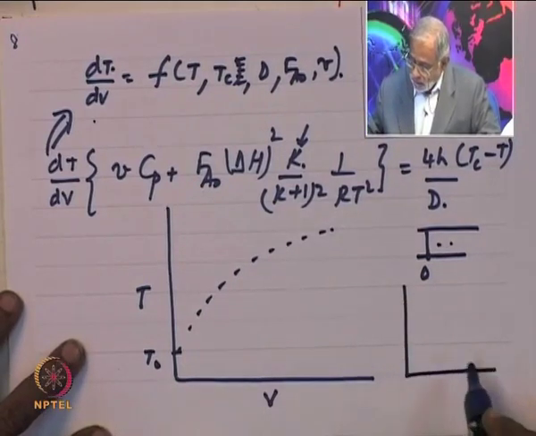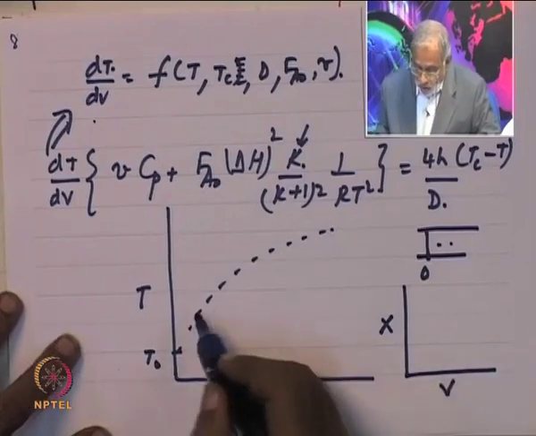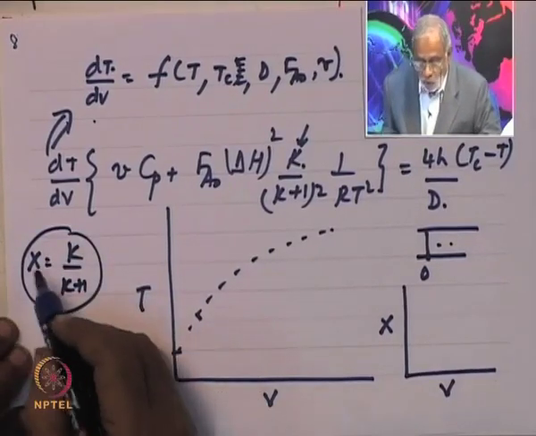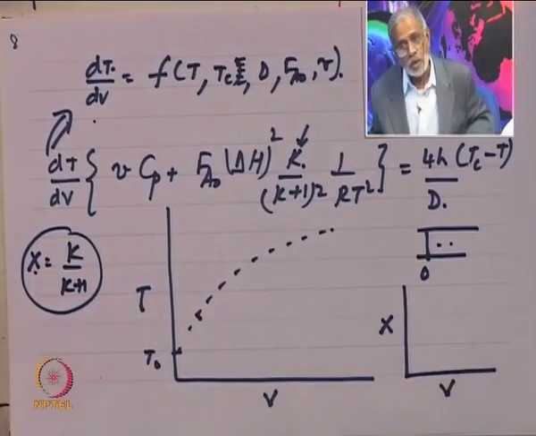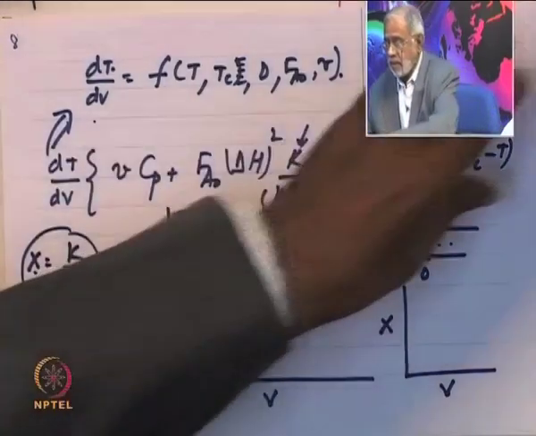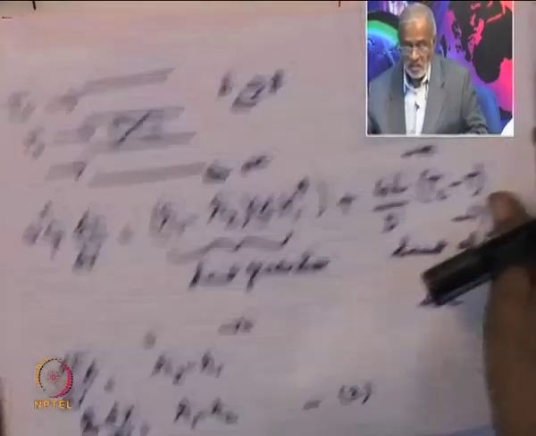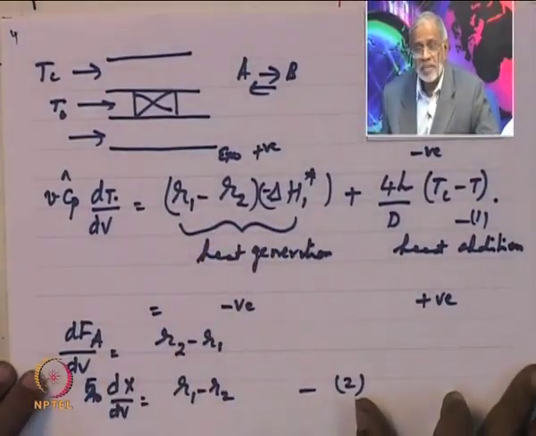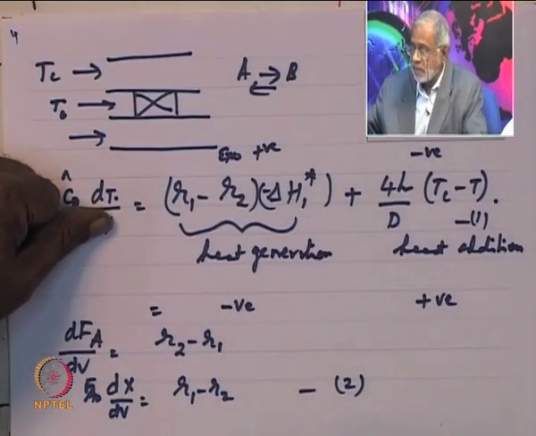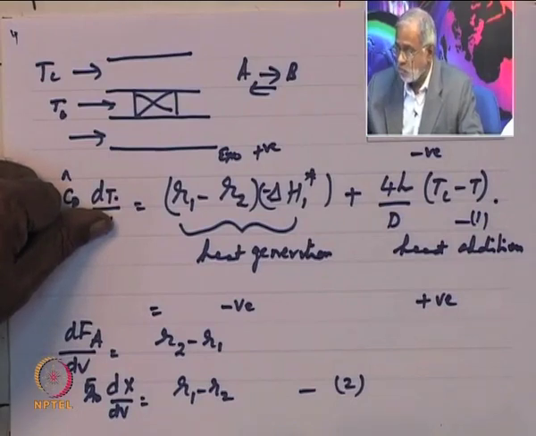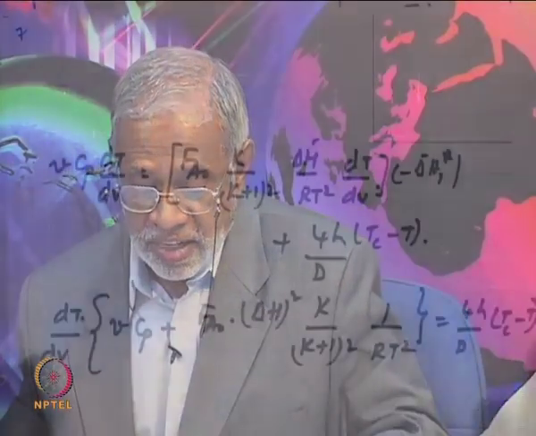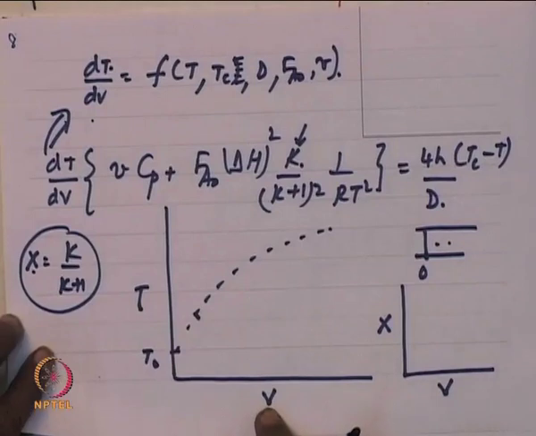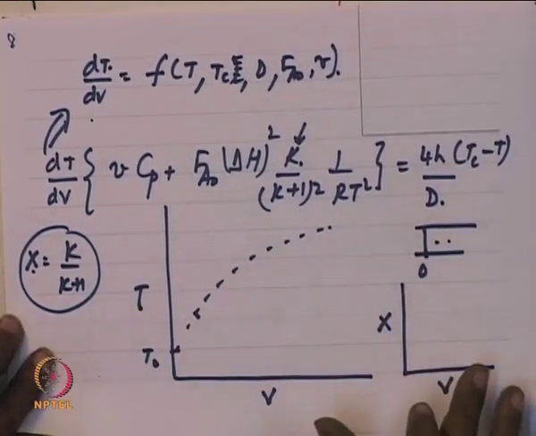And once you know temperature, similarly, you can plot x as a function of volume, because once you know temperature, you know van 't Hoff's, you know this k by k plus 1, already you know this. Therefore, the moment you know temperature, you know x, therefore, you can plot x versus volume. So, what we are trying to put across to you is that if you have a reaction wherein the reaction rates are very large, and therefore, it conforms to equilibrium at every position in the equipment, then we are able to tell how T changes with volume. And the equation that describes this variation, this is what we have derived. This is what we have done so far. This is the equation that describes the variation of temperature with volume. And then once you know the variation of temperature with volume, we said we can plot T versus V and therefore, you can plot x versus V. Therefore, the whole system is fully specified.